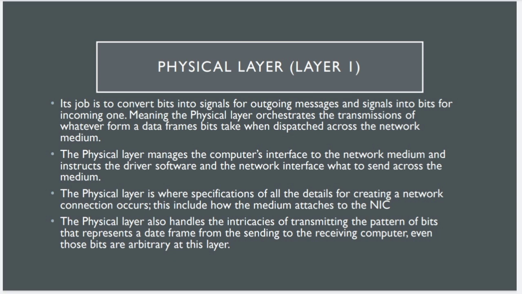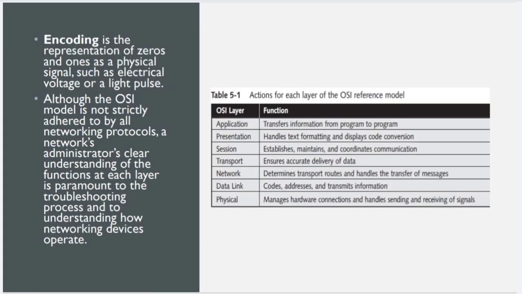The physical layer is where specification of all the details for creating a network connection occurs. These include how the medium attaches to the NIC. The physical layer also handles the intricacies of transmitting the pattern of bits that represents a data frame from the sending to the receiving computer, even though those bits are arbitrary at this layer. Encoding is a representation of zeros and ones as a physical signal, such as electric voltage or light pulses.